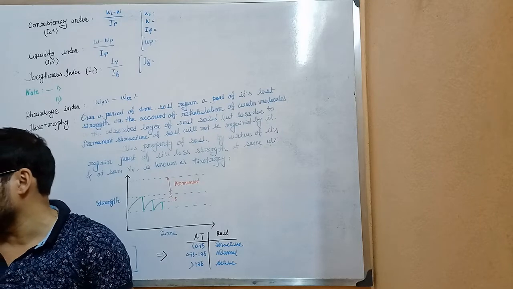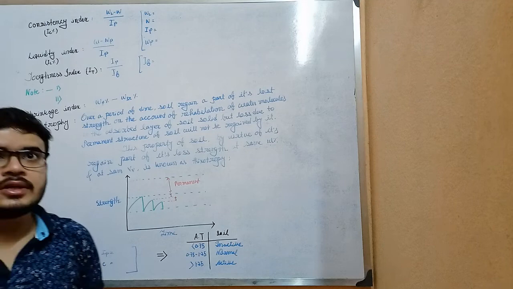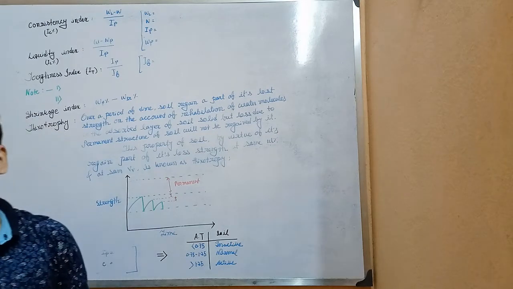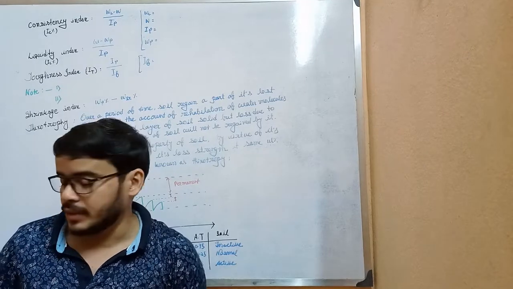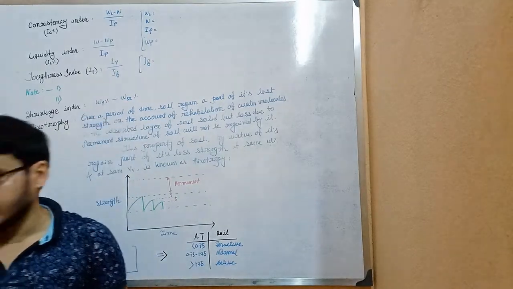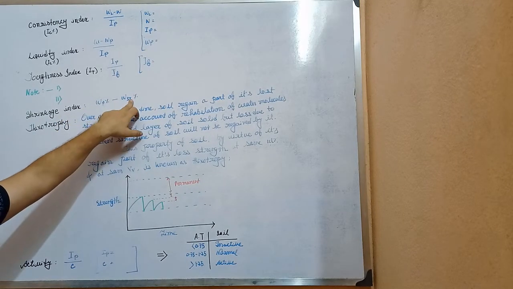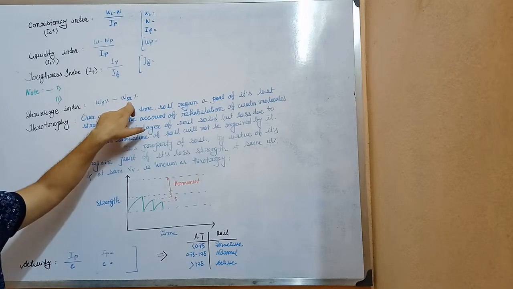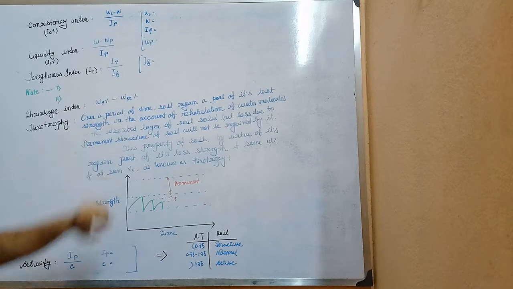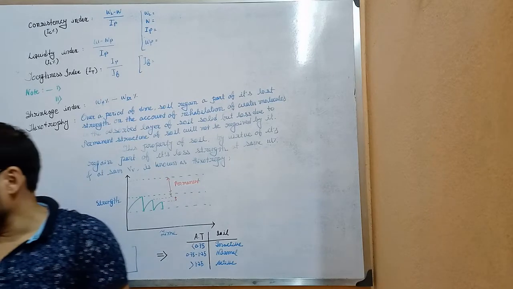the shear strength of soil at its liquid limit. Because in the liquid limit, soil has a tendency to flow. That's why the shear strength is very negligible in the case of liquid limit. Next, shrinkage index, that is Wp minus Ws, water content at plastic limit minus water content at shrinkage limit.